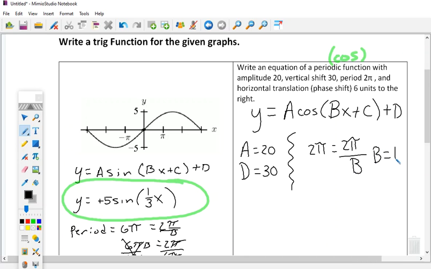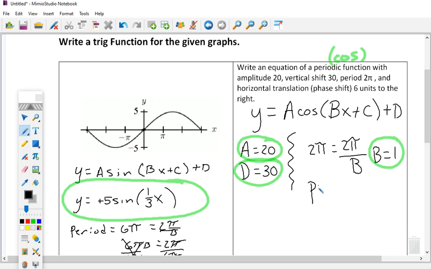So we've got 3 parameters. So we've got this. We've got this. What do we need to find yet? Okay, and C is going to affect what? 6 units. Okay. So 6 units to the right. So my phase shift is going to be a 6.